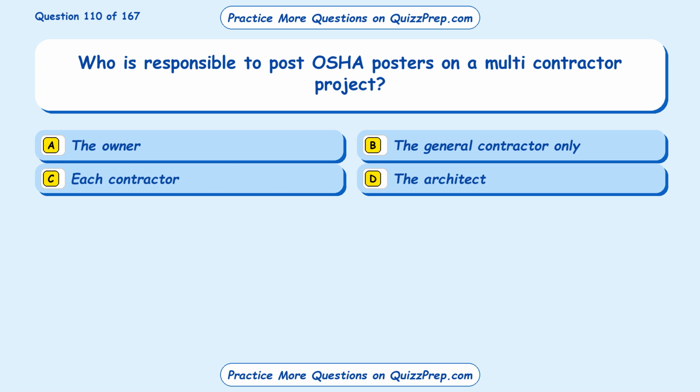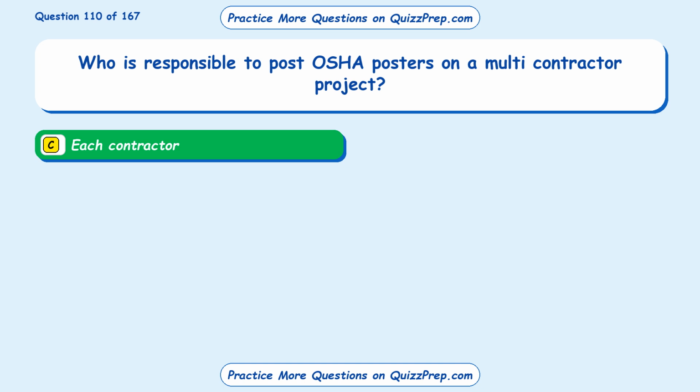Question 110. Who is responsible to post OSHA posters on a multi-contractor project? Option A, the owner. Option B, the general contractor only. Option C, each contractor. Option D, the architect. The correct answer is option C, each contractor.